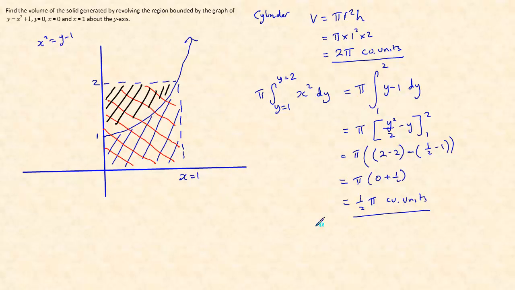So the bit that we actually want is going to be 2 pi take away a half pi, which is 3 pi by 2 cubic units.